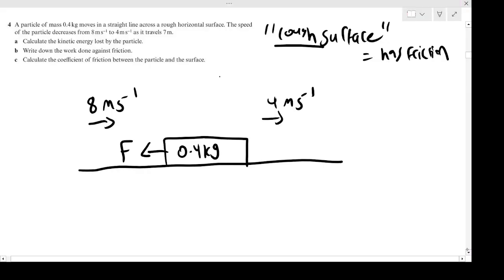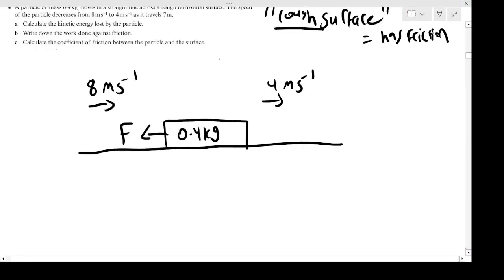That's really the only forces acting forwards and backwards. Okay, those are the only forces we really care about. Just the friction force. Then it wants me to work out the kinetic energy lost.